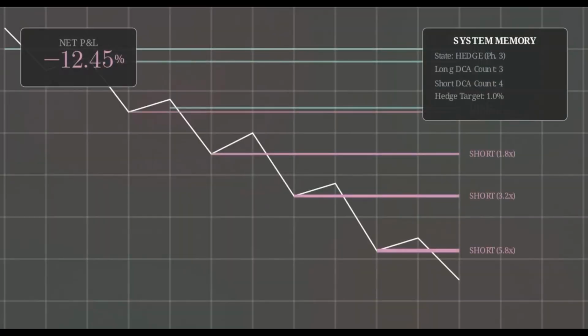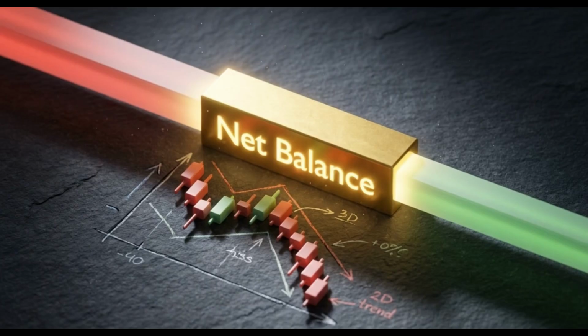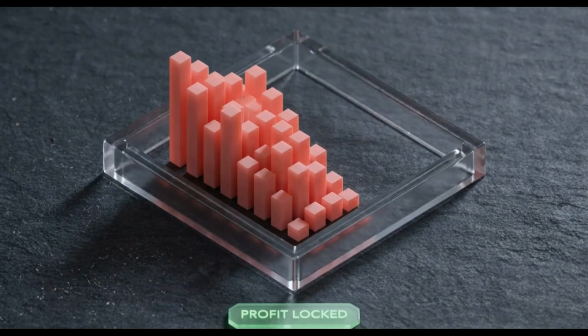When the final target is successfully hit and liquidated, the system executes a total wipe of the grid, resetting memory parameters to 0 and immediately returning to Phase 1. Tracking the blended net balance allows the algorithm to use adverse price movement to generate profit on the hedge side, resolving the cycle without taking a direct stop-loss hit.